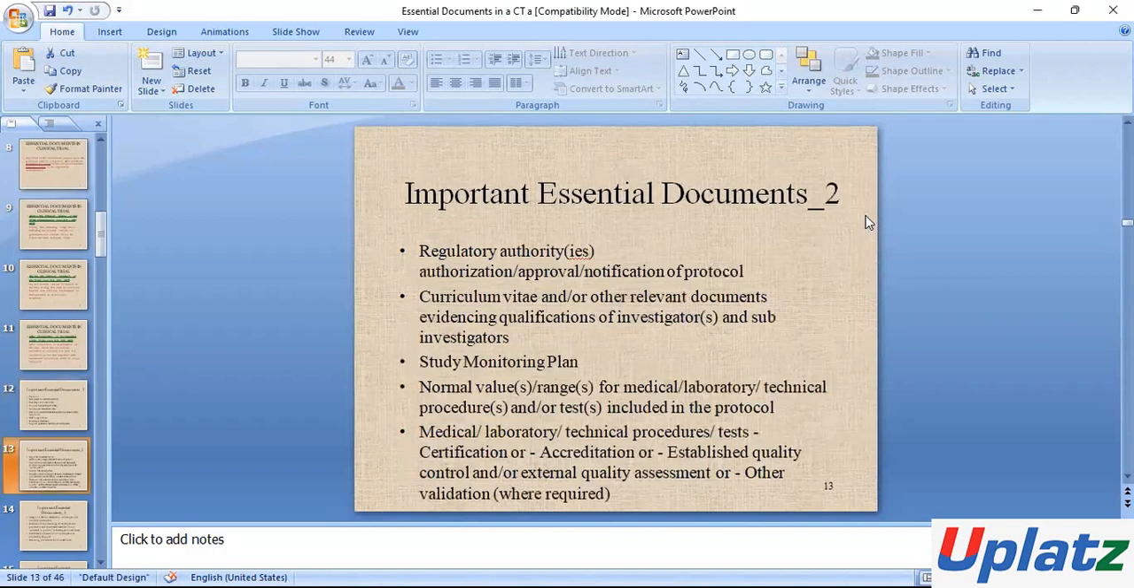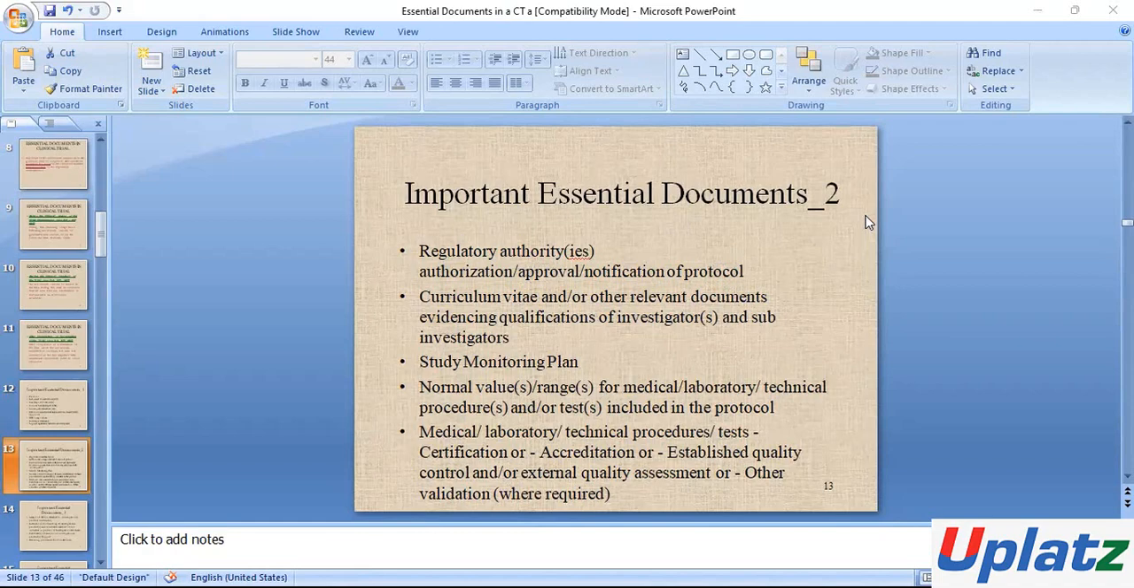Next is regulatory authority authorization or approval of the protocol. Regulatory authorities play a very critical role in clinical research, and they ensure that the trial is conducted in a safe and ethical manner. So before a clinical trial can begin, the protocol for the trial must be reviewed and approved by appropriate regulatory authorities. So this approval has to be documented.